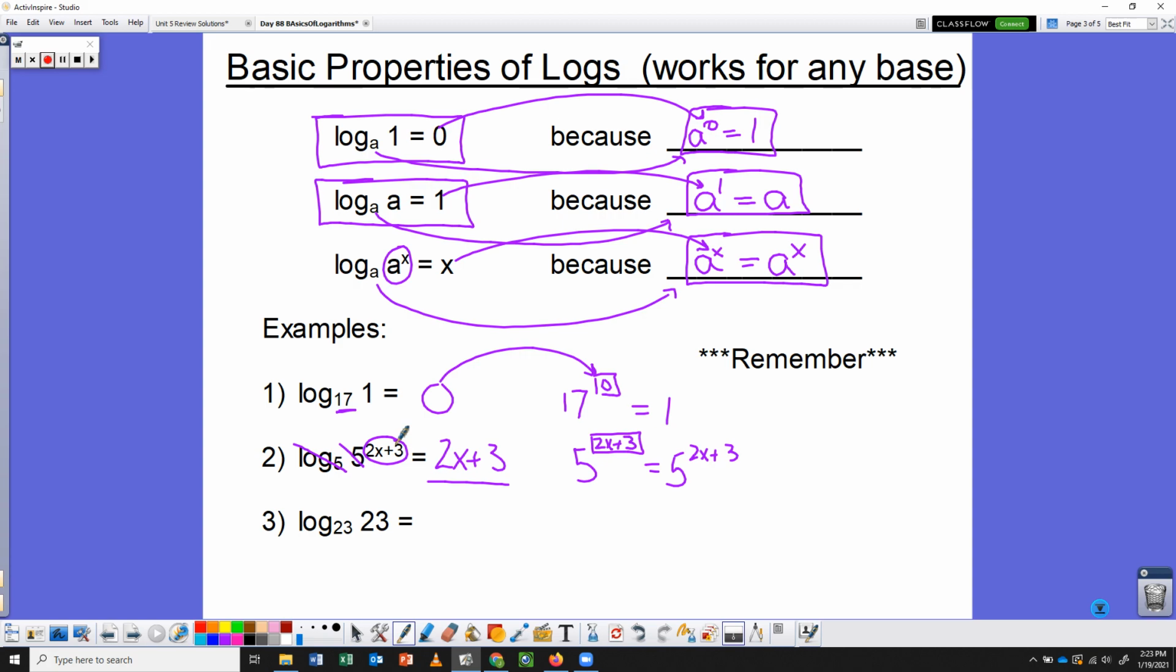And the last one, log base 23 of 23, is obviously going to have to be 1, because what you're really saying is, what's the exponent I'd have to put on 23 to make an answer of 23? Well, you'd have to put the first power on there. So that's remembering that logarithms are really just about finding your exponent. That's what they're actually solving for.